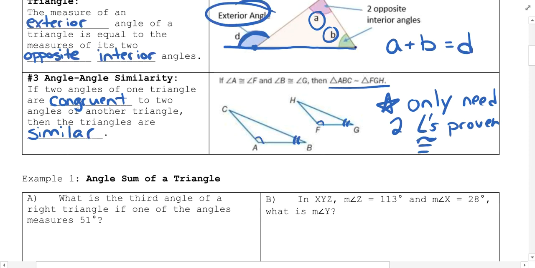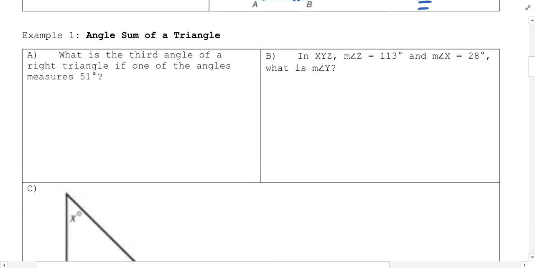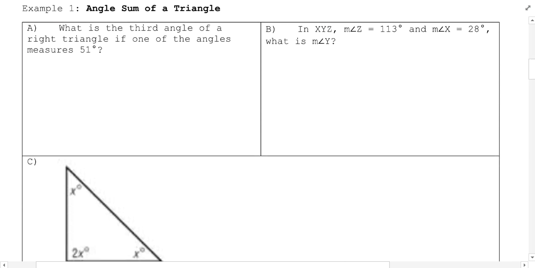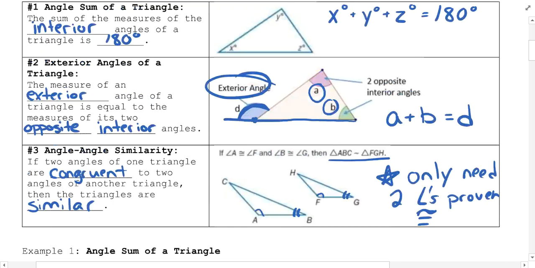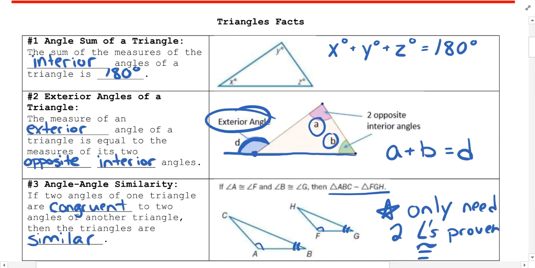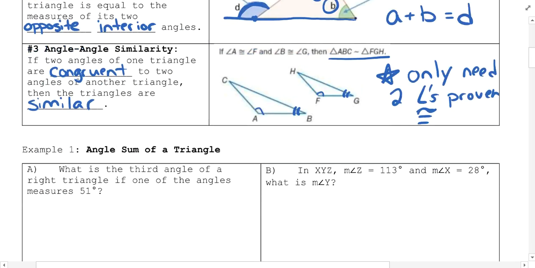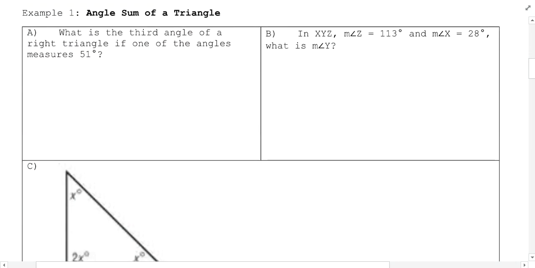So let's try putting these to use. Our first couple of examples, we're going to be working with the angle sum of a triangle, which is that the sum of the measures of the interior angles of a triangle is 180 degrees. Letter A says, what is the third angle of a right triangle if one of the angle measures is 51 degrees? Sometimes I like to actually draw the triangle.